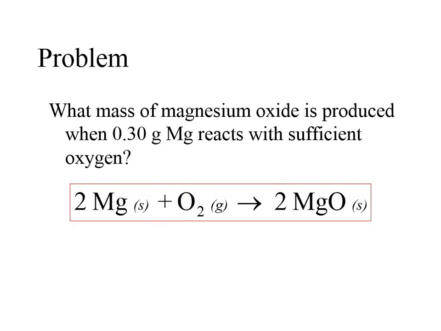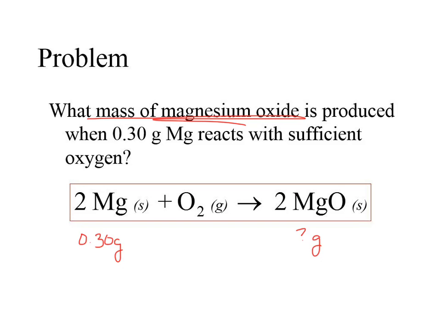Okay, let's work another one. We still have the same mass of magnesium, that 0.30 grams of magnesium, but we're after something different. It says what mass of magnesium oxide is formed. So magnesium oxide, I'll put question mark grams. And this is actually something we're going to talk about on Monday.